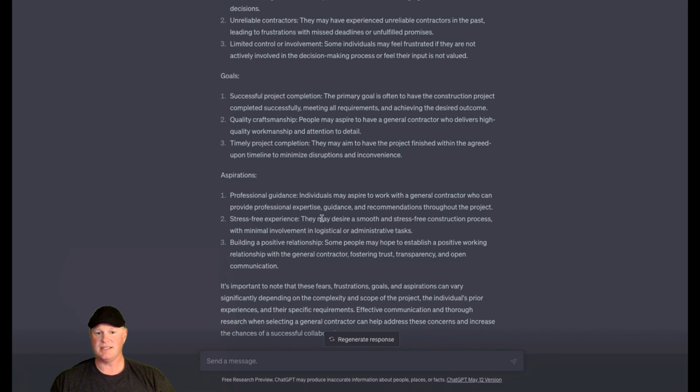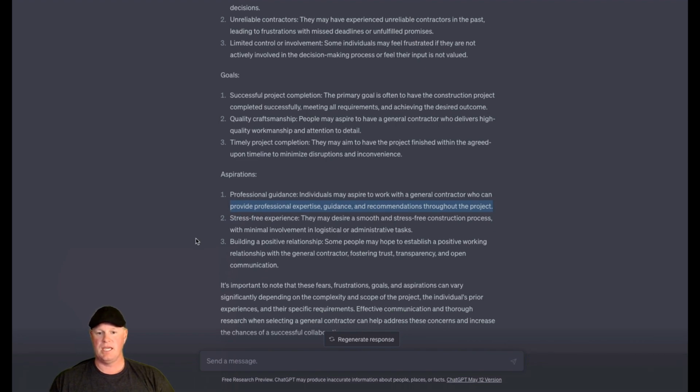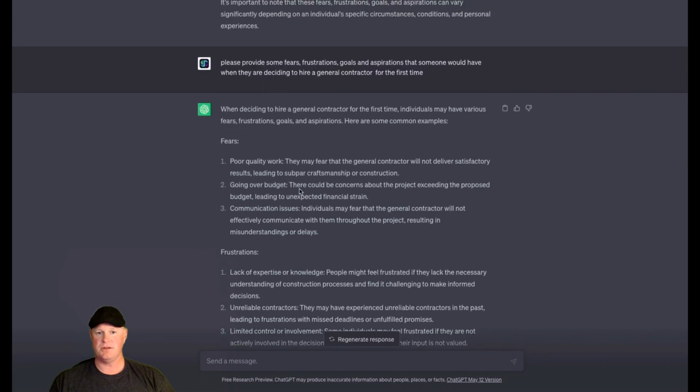Aspirations, professional guidance. Well, right there, this could be a series of articles, blog posts, social media posts just on, because individuals may aspire to work with a general contractor who can provide professional expertise, guidance, and recommendations. So this is all things that you can add to your marketing, whether they be ads, blog posts, social media posts, videos that you do. It really gives you an unlimited amount.